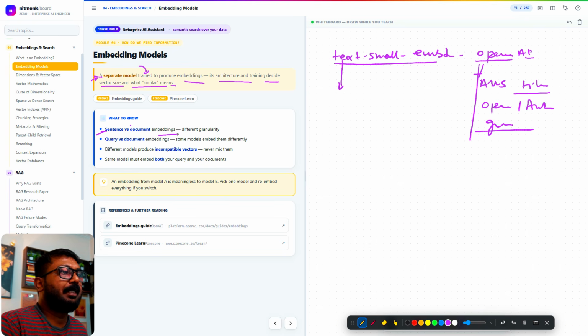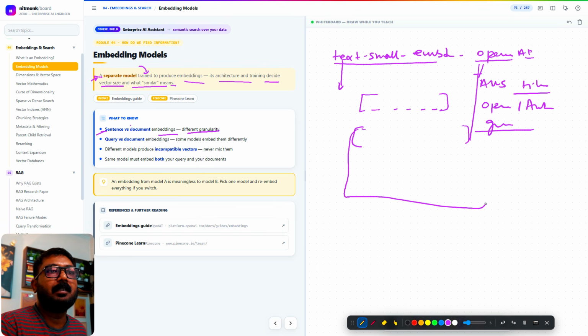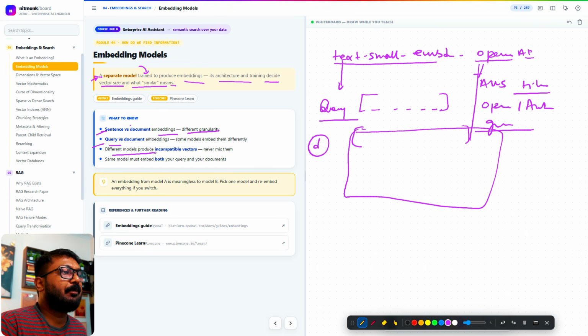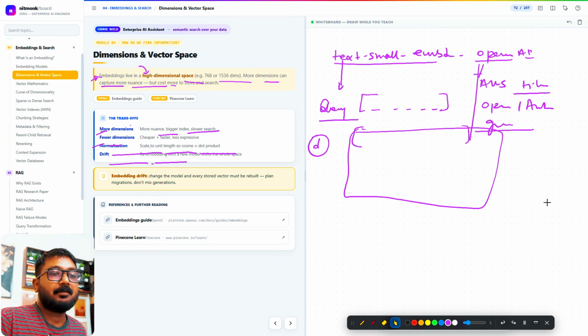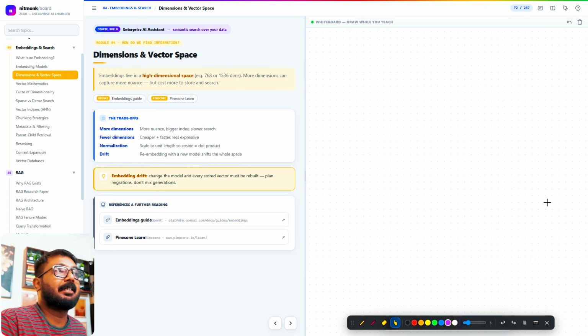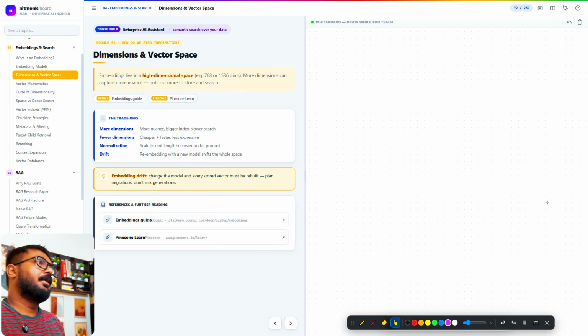Sentence versus document embeddings have different granularity: when you convert one single sentence into an embedding versus embedding a bigger document. Query versus document: you do query embeddings and also document embeddings. A different model produces incompatible vectors, never mix them. The same model must embed both query and document, because if you embed with different models, then the vector embeddings will be different, correct?